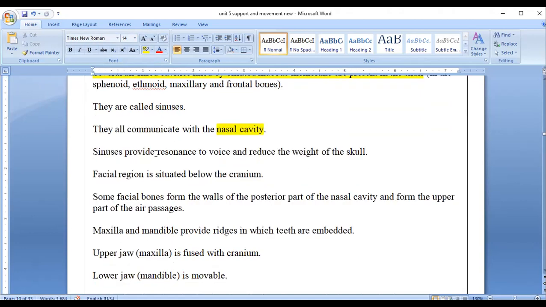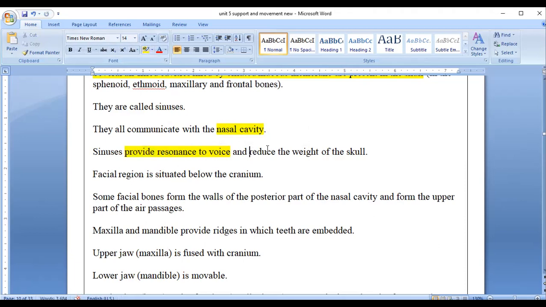Sinuses are, you know this word from physics, right? Sinuses have air. When you speak, they resonate. They give resonance to your voice. One benefit of sinuses is that they provide resonance to the voice.